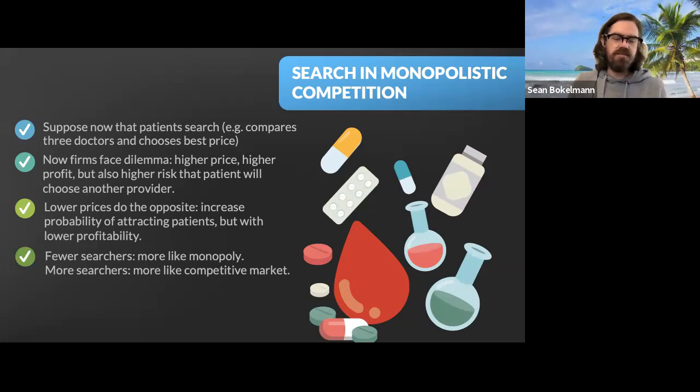And so with these two dichotomous examples, we see that when there's less searching going on, these firms are going to be more like monopolies. They face less competition when there's lower search. Whereas when there's higher search, the situation becomes more like a competitive market. So that's a good way to think about it, along this line.